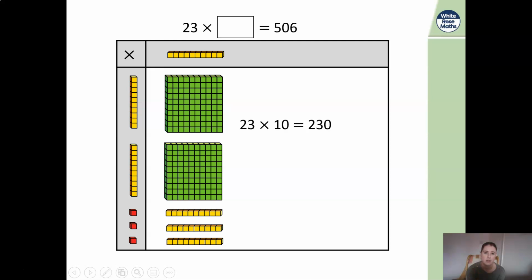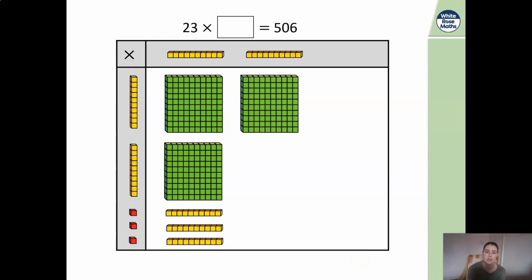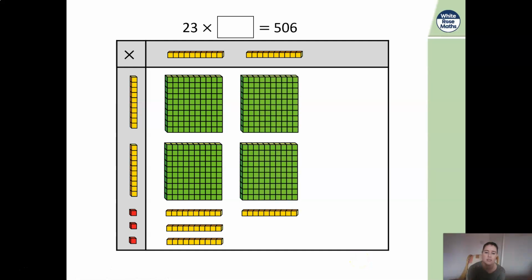Now, I need to find the answer of 506, so this isn't quite enough for me, so I need to do something else. So let's have a go at multiplying another 10. So here we're now multiplying 23 by 20, because I've partitioned my 2 lots of 10s. So again, 10 times 10 is 100, and I have another 3 lots of 10. So here if I work it out all together, now I have 23 times 20. So I have double what I started with. So now I have 460, but that's still not quite enough because I need to get to 506.